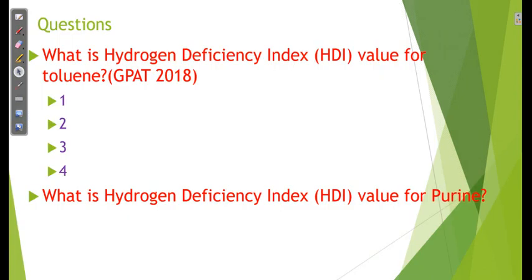So here I have written two questions. What is the hydrogen deficiency index value for toluene? The option is given, the question which was already asked in JPAT 2018. And what is the hydrogen deficiency index of purine? After completion of our slides or presentation, we will move again to the same slide to give the answer. Let us go ahead.